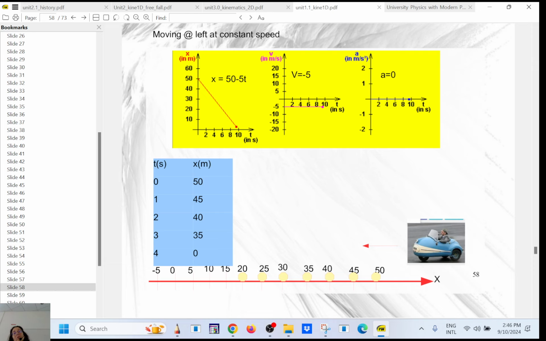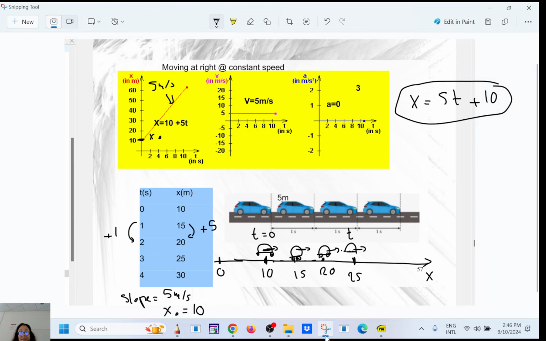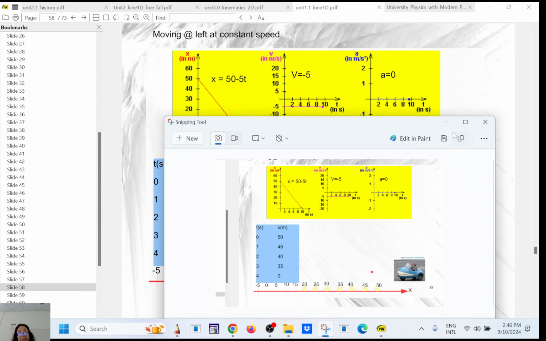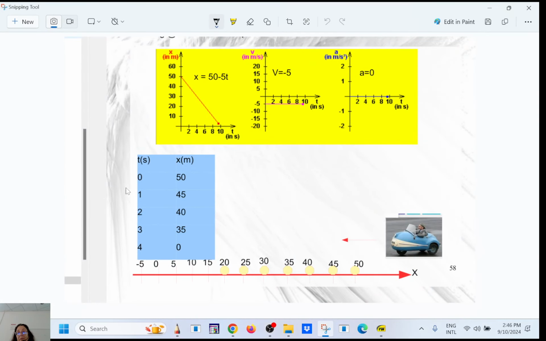Right? So you see, t equals 0, it's going to be at 50. T equals 1, it's going to be at 45. T equals 2 is going to be at 40. So what's the slope? -5 meters per second. Very good. Aren't you so happy that you learned algebra here? It's very useful here. -5. Run of 1. -5. Okay, so the slope is -5 meters per second.